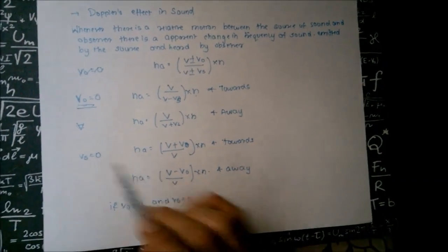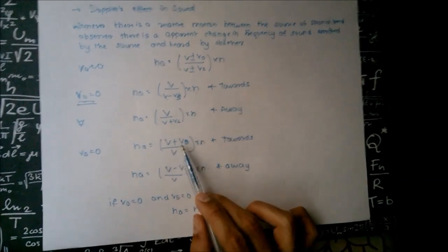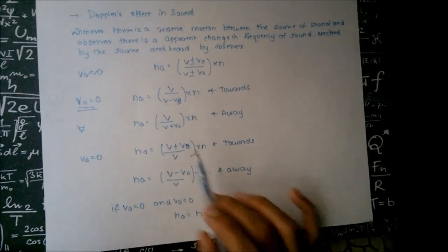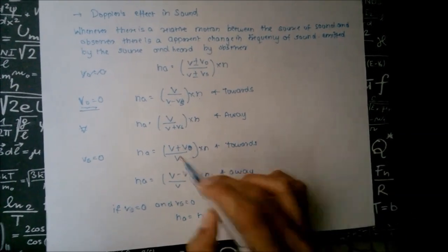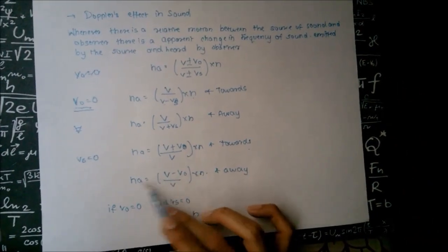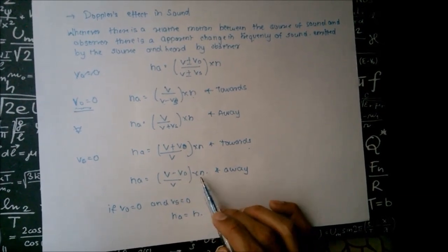Next thing is, when your source is constant, that is, Vs is at rest, Vs becomes equal to 0, then you get Na equals (V plus or minus V naught) upon V multiplied by N. Then the plus and minus are distributed: when the observer moves towards the source, it will become plus, and when the observer is moving away from the source, it will become minus. So the equation is Na equals (V minus V naught) upon V multiplied by N.